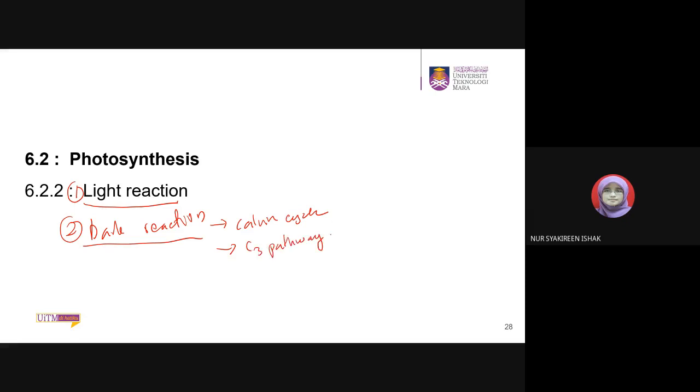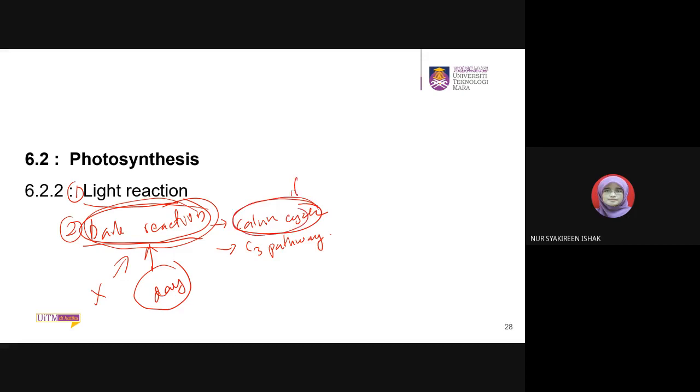Okay, so although it is called dark reaction, the Calvin cycle or the dark reaction has to occur during daylight. Okay, bukan maksudnya nama dia dark reaction dia boleh juga berlaku pada waktu malam, tak. Okay, it has to occur during daylight because in order for Calvin cycle to occur, it requires the product of light reaction. Okay, light reaction will occur first.